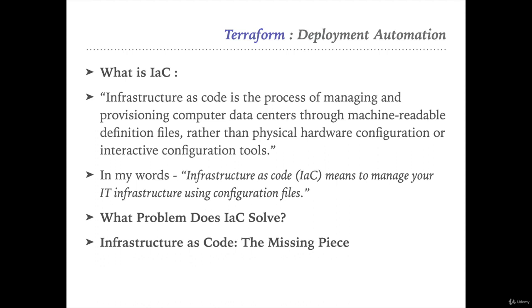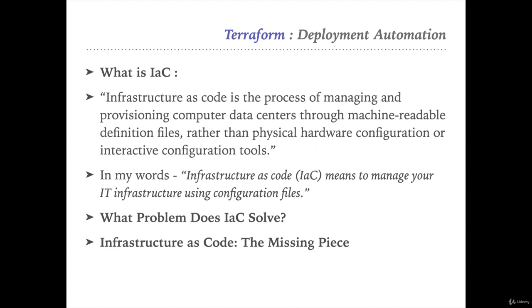And the solution is the IAC, which is the missing piece. So again, we will go through the definition. The definition is infrastructure as code means to manage your IT infrastructure using configuration files. The key takeaway from this definition is that before IAC, IT personnel would have to manually change configuration to manage their infrastructure. Maybe they would use throwaway scripts to automate some tasks, but that was the extent of it.